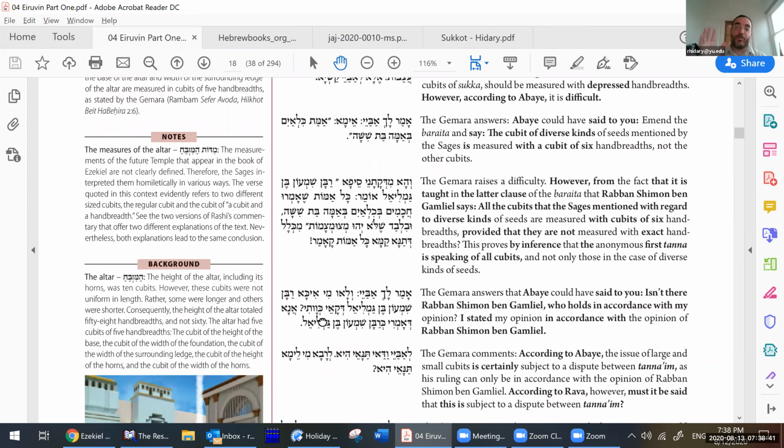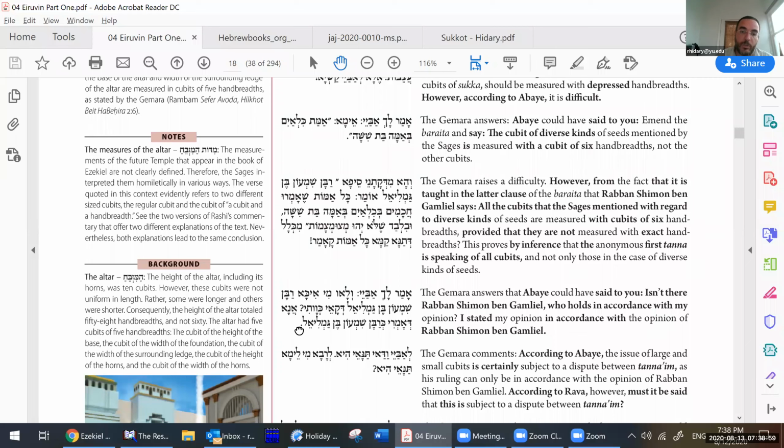Abaye says, okay, you're right. I can't reword the beginning of the baraita, but now that you told me the end of it, oh, look, there's someone that agrees with me. Rabban Shimon ben Gamliel says that kilayim is 6, and that's what I think also. So ana damri ki Rabban Shimon ben Gamliel.